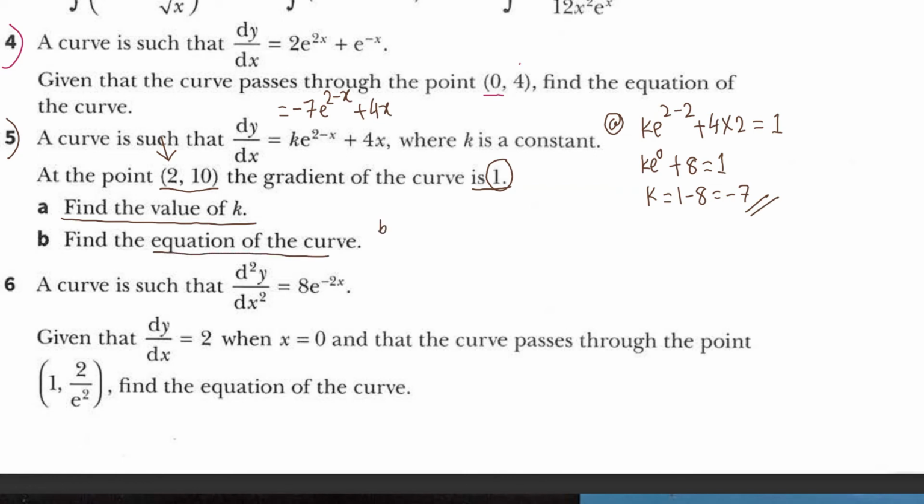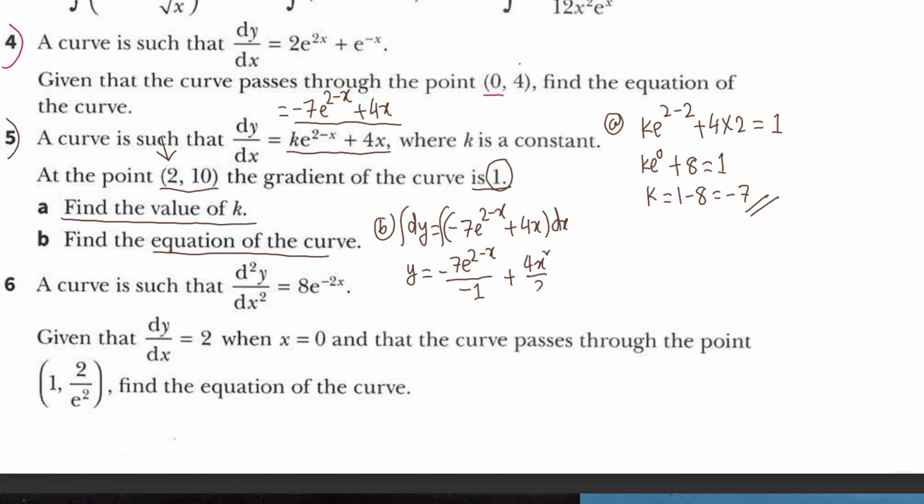So for finding the equation of the curve, this is our expression. We need to integrate. So let me write the expression. dy equals this expression, which we are going to write after placing the value of k, minus 7 e to the power 2 minus x, and plus 4x is written there, dx. And we are going to apply the integration on both sides. Then y equals, we can write minus the whole thing with the expression 2 minus x, and the coefficient of x is minus 1. Let me write it below. Then the normal integration for 4x, which is 4x squared by 2, we can write plus c.